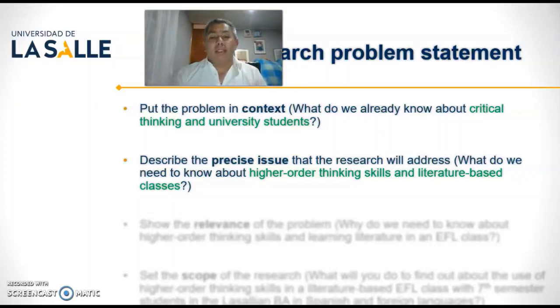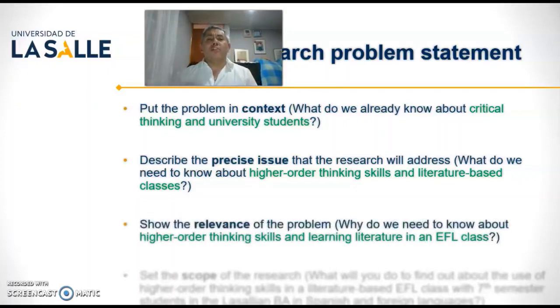Next, you should also try to explain the relevance of the problem. Why do we need to know about higher order thinking skills and learning literature in an EFL class? In other words, what you want to say here is that this is necessary, this is important because if we do it, we are going to provide a better understanding, fill a gap in the theory, and propose some possible improvements, some possible solutions.